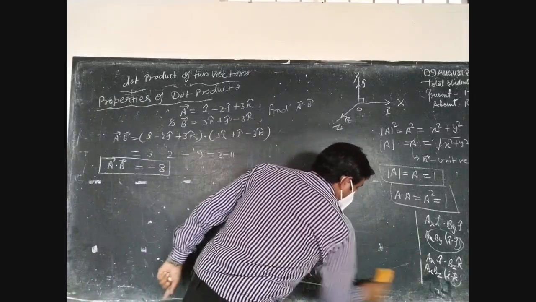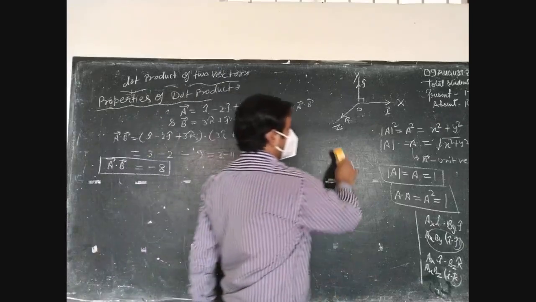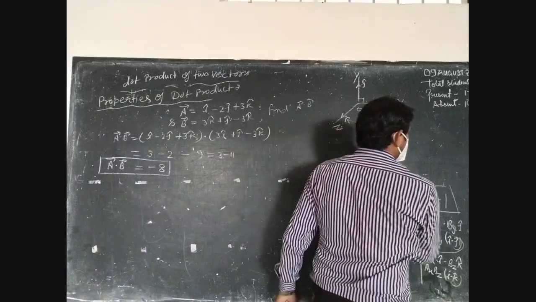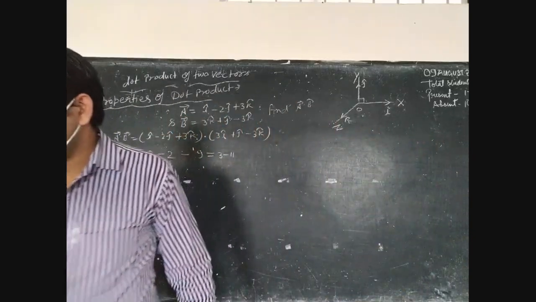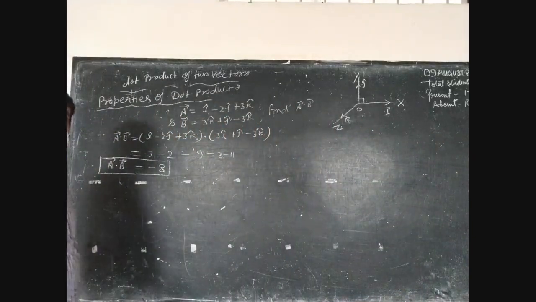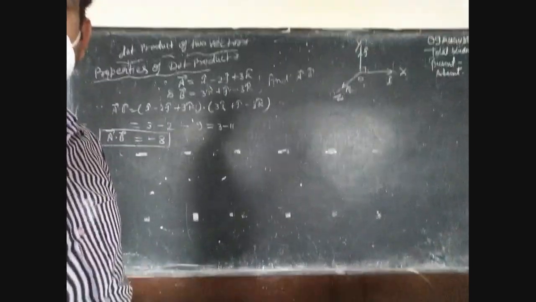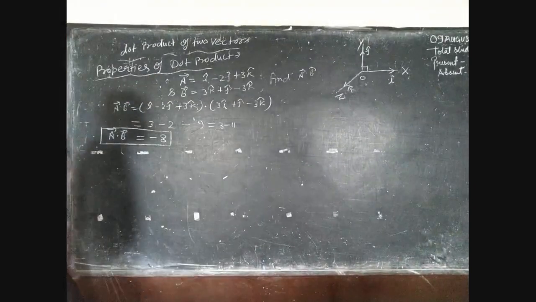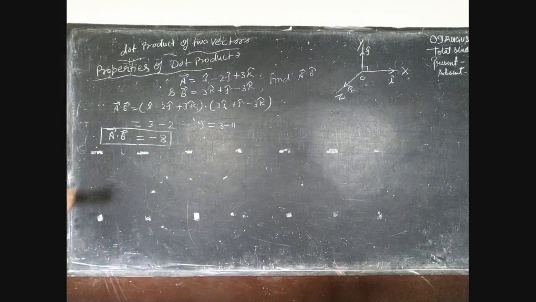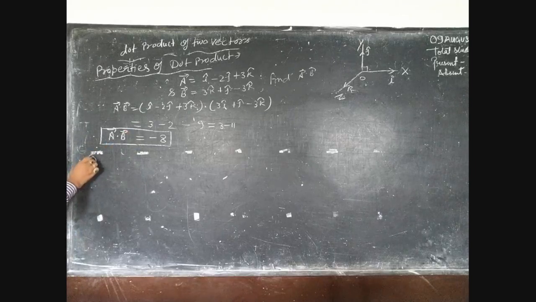Next is the calculation of the angle of projection between two vectors. We are continuing with the same example.